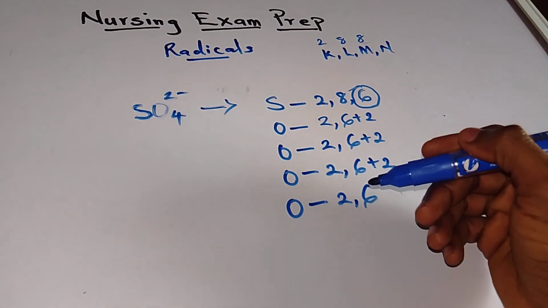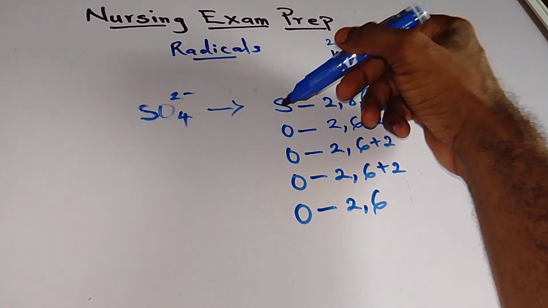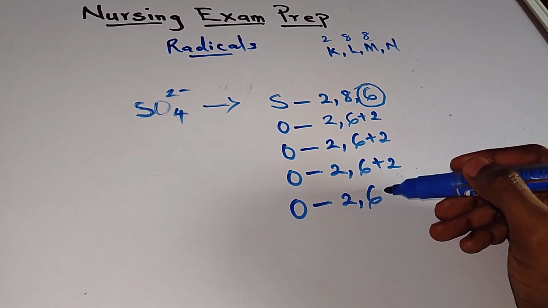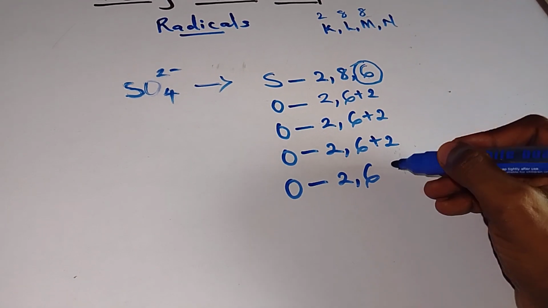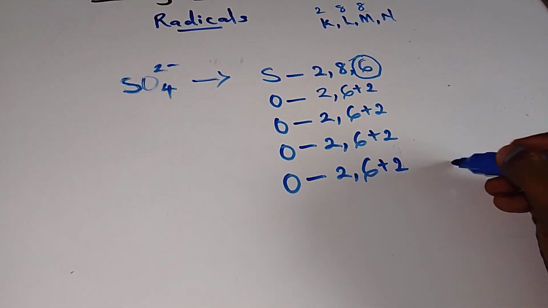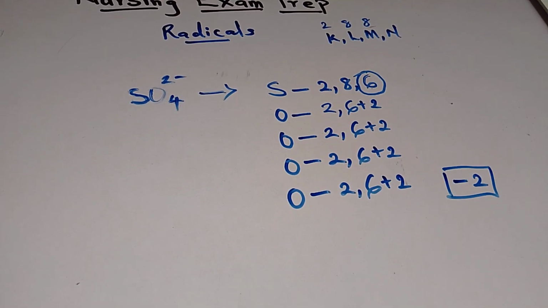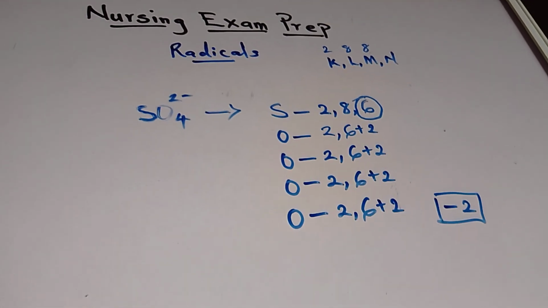So we need to go and borrow 2 because the valence electrons of this sulfur have been used up. So we need to go and borrow 2 electrons to complete this guy here. So by borrowing 2, we have minus 2. Remember, when you borrow, it is minus. When you give out, it is plus.